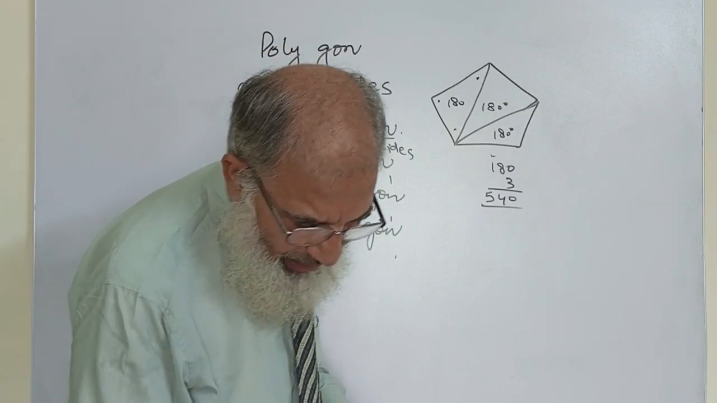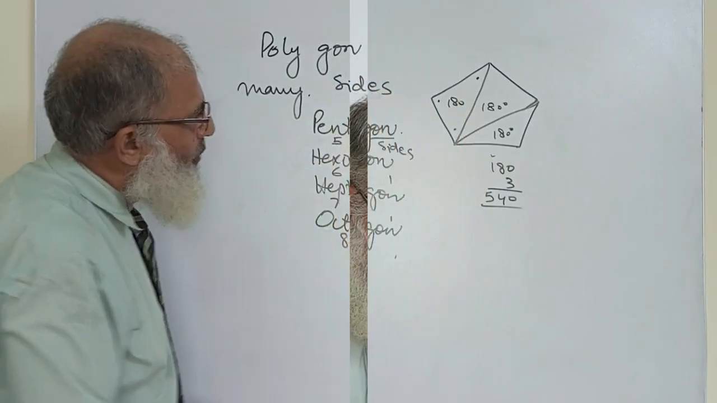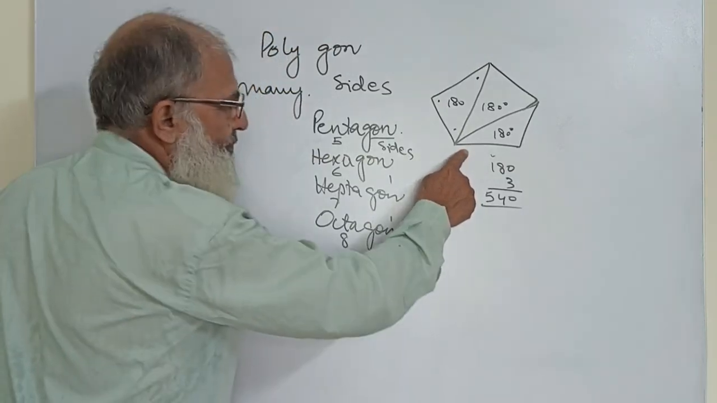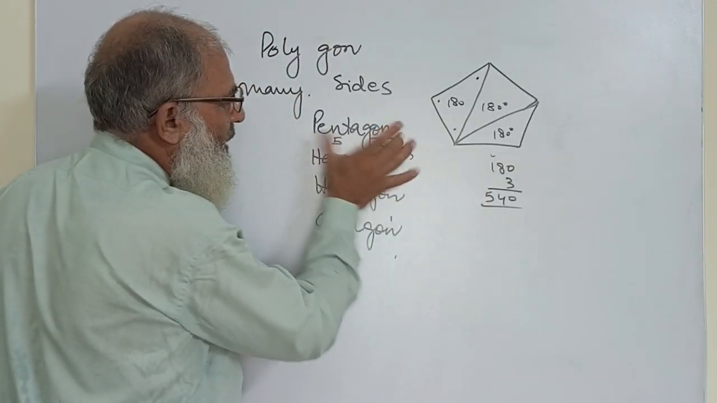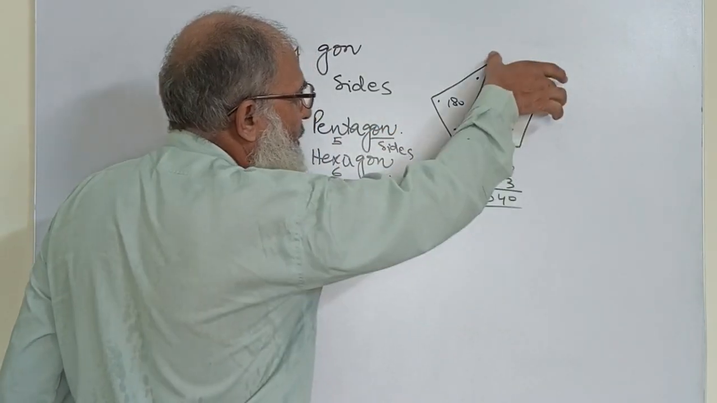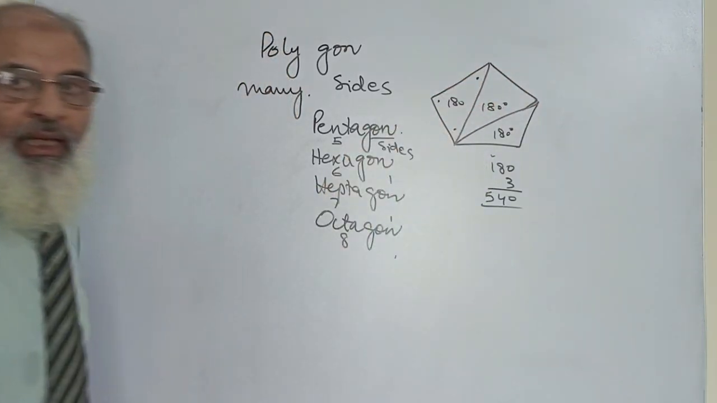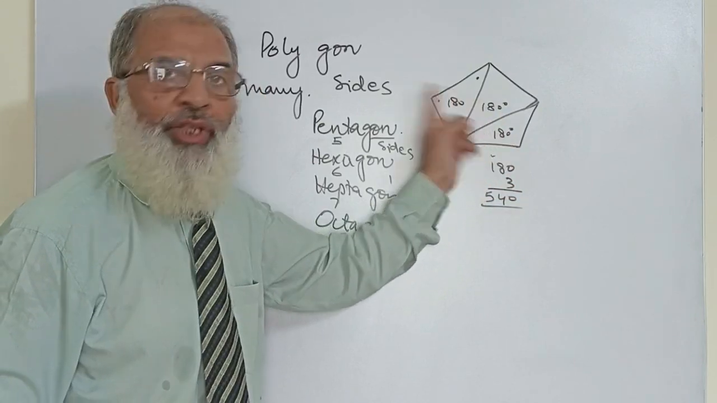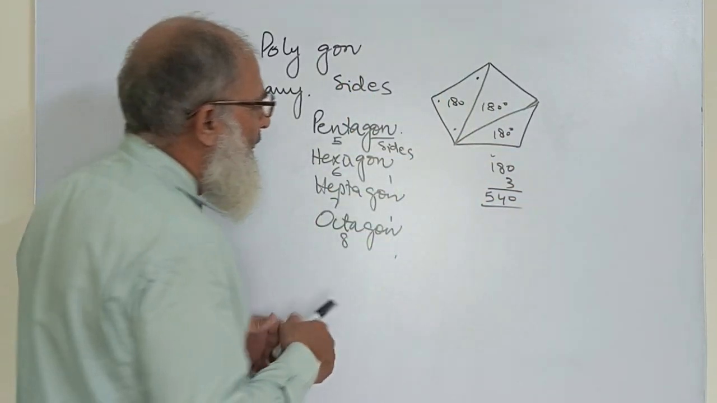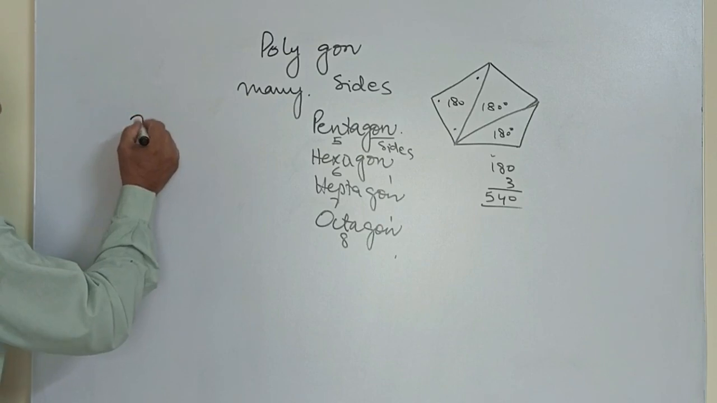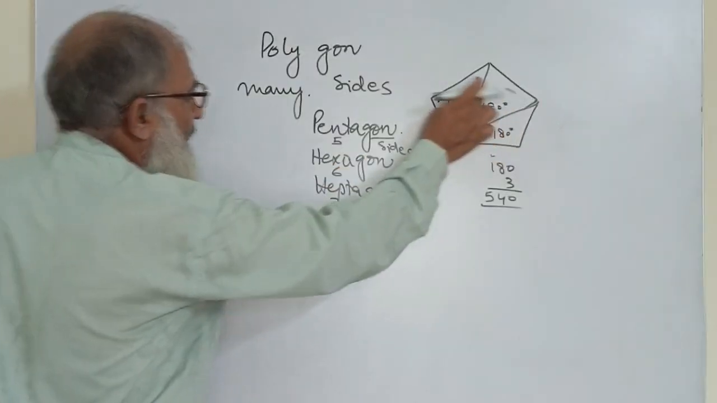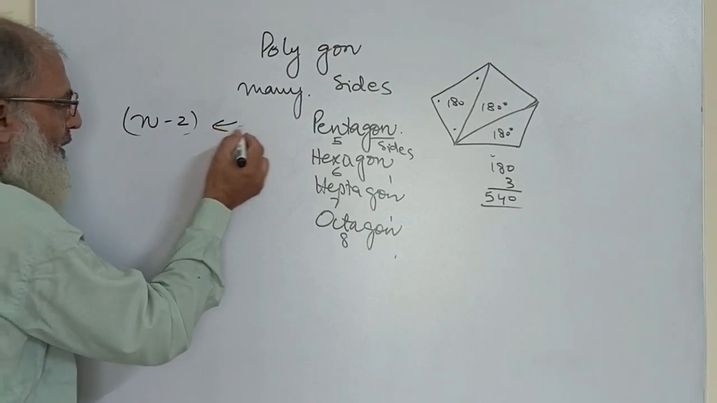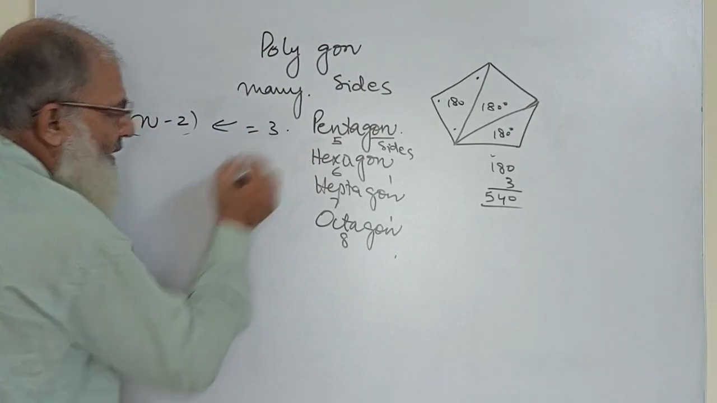So let us start. Now, my dear students, you might have noticed how many sides are there in a pentagon? One, two, three, four, five. And how many triangles has it formed? One, two, three. That means if sides are n, the triangles are n minus 2. So in a pentagon, it remains as 3.